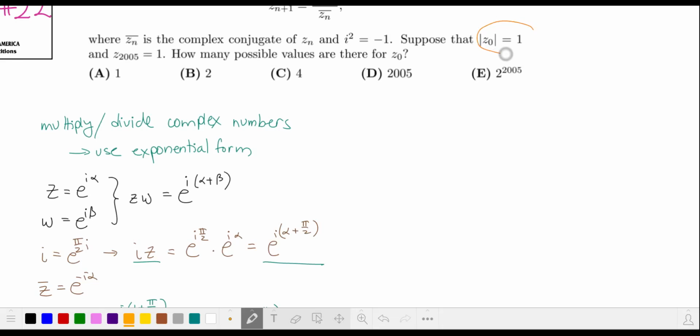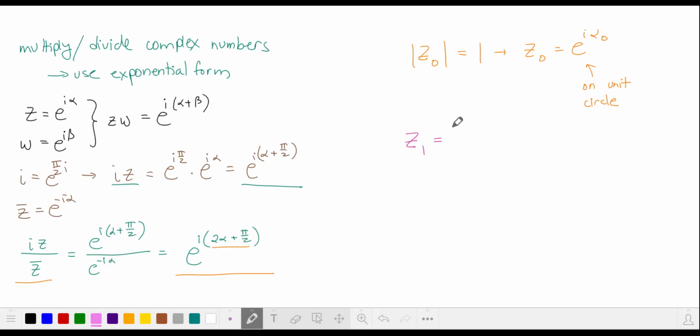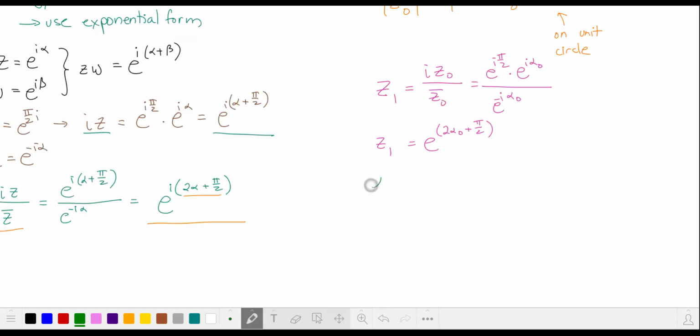In the problem statement, we have that our starting complex number has a magnitude of 1. Let's say its starting angle is alpha 0. This is on the unit circle. And when we apply this transformation, we're not changing the magnitude, only the angle. So z1 means we're going to take i times z0 and divide by the conjugate of z0. And our angle changes to 2 times alpha 0 plus pi over 2. For convenience, since our magnitude isn't changing, we'll just focus on the angles and we'll let alpha 1 be 2 alpha 0 plus pi over 2.